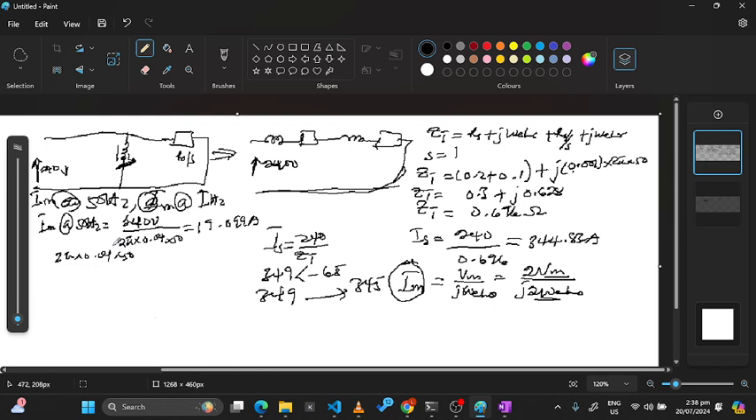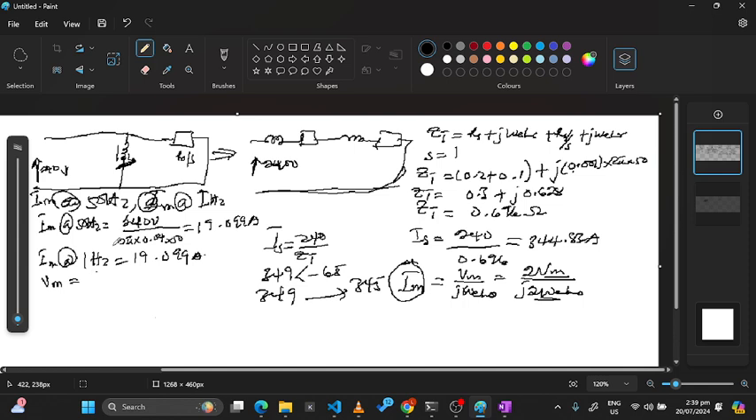Okay, so I think we don't need this. Now, since it's the same, that means IM at 1 hertz should also be equal to 19.099 amps. Okay. Then what will be VM?